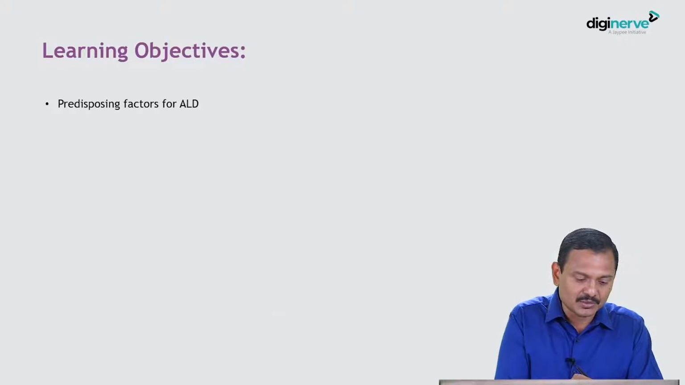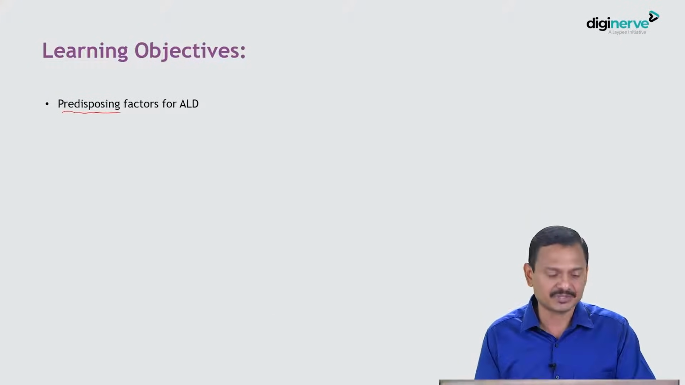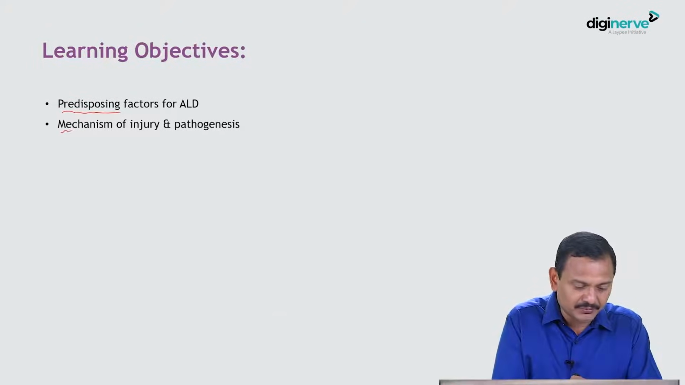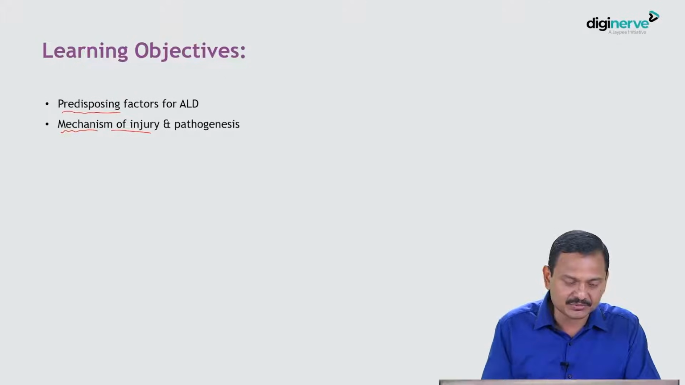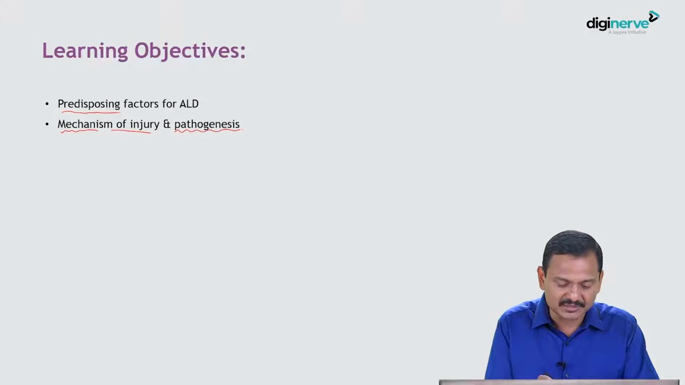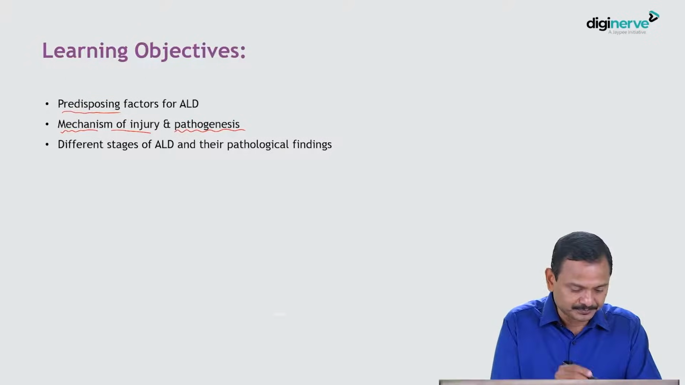First, we will see what is alcoholic liver disease and the predisposing factors for alcoholic liver disease. So many people consume alcohol, but only few will have complications. Why not the others? Then we will talk about the mechanism of injury, how the injury happens in the hepatocytes, as well as the pathogenesis or the exact ways in which the different tissues in the liver are affected.